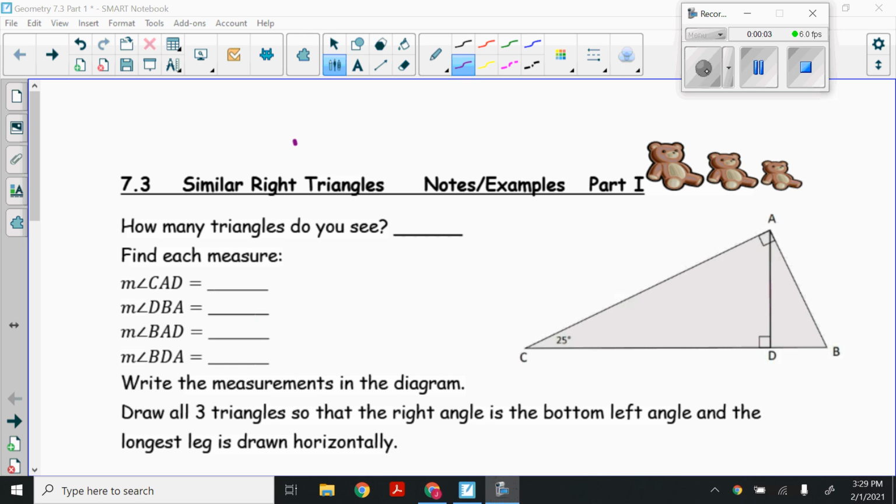All right, today in geometry, we're going to look at section 7.3. We're going to do day one of this. Okay, so look at this great big triangle over here. We have B, A, C, and then we have D down here.